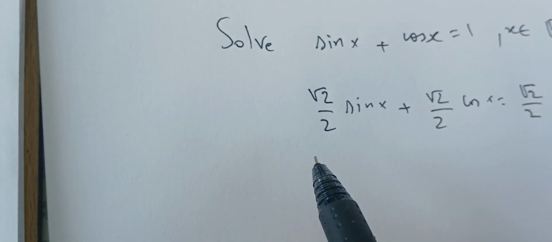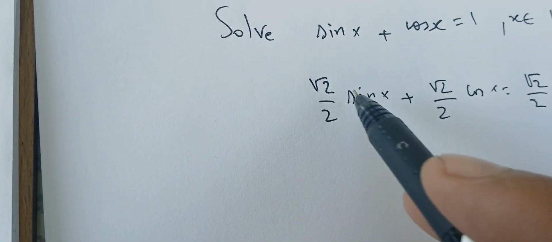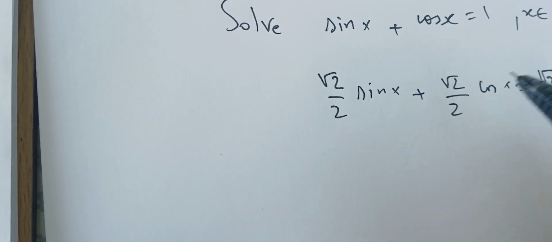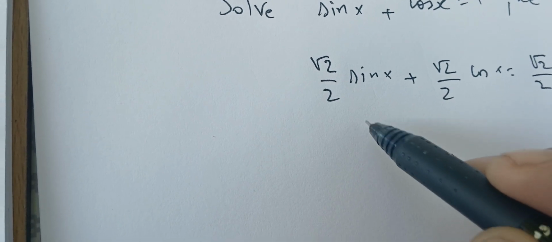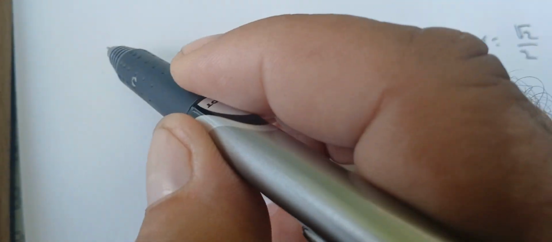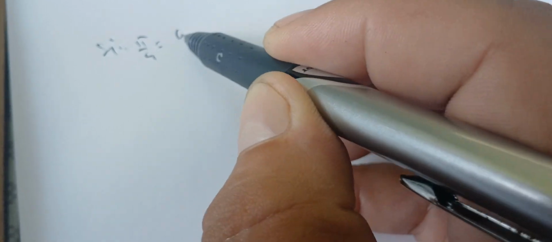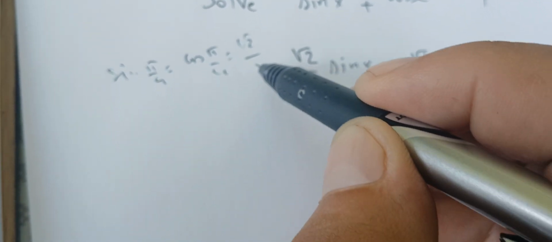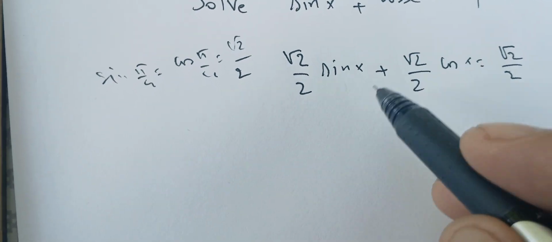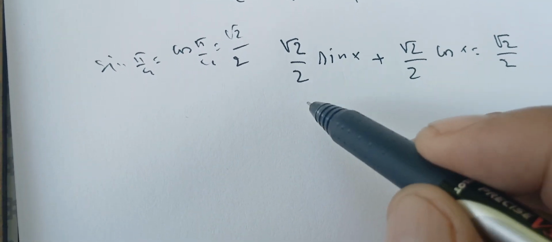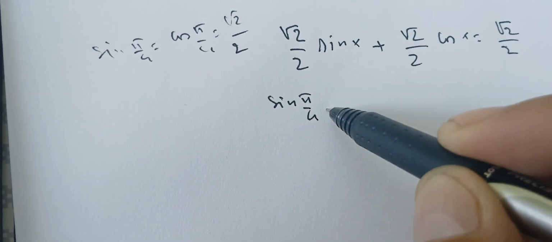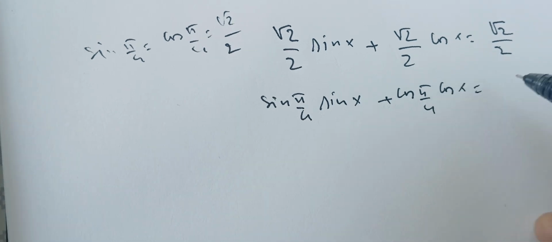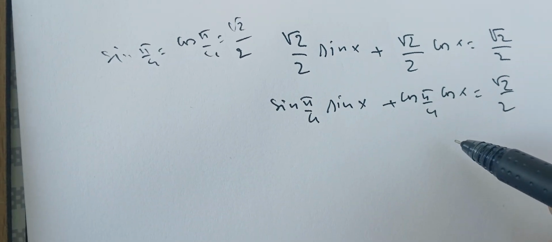Now we can think of the square root of 2 over 2 as either the sine or the cosine, because the sine of pi over 4 is equal to the cosine of pi over 4, which is equal to square root of 2 over 2. So let's treat this one as the cosine. If we do that, we're going to have the sine of pi over 4 sine of x plus the cosine of pi over 4 cosine of x is square root of 2 over 2.